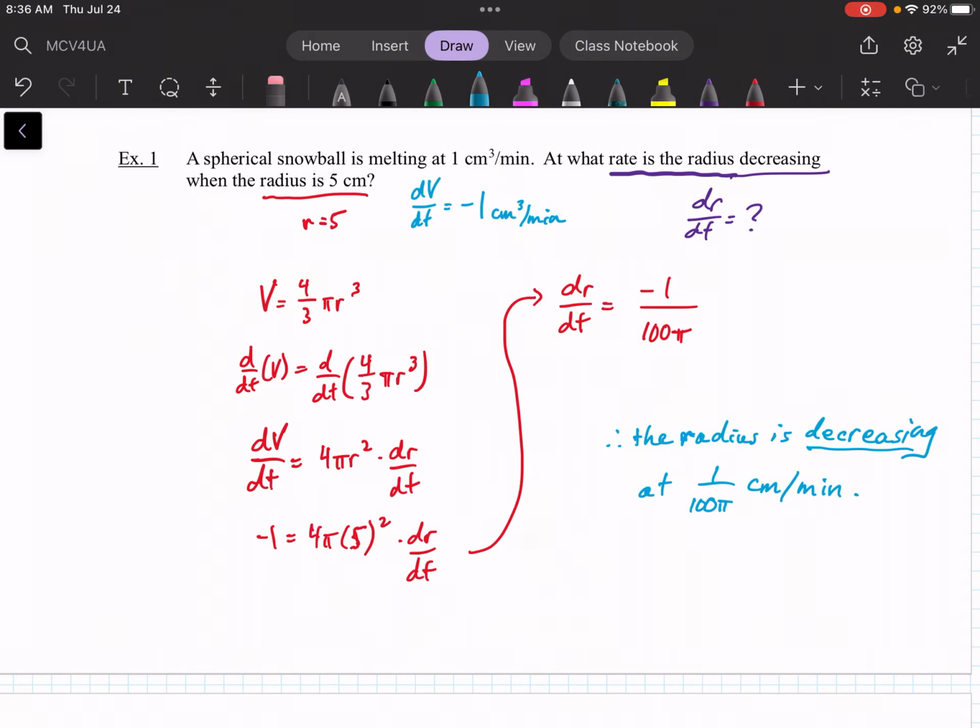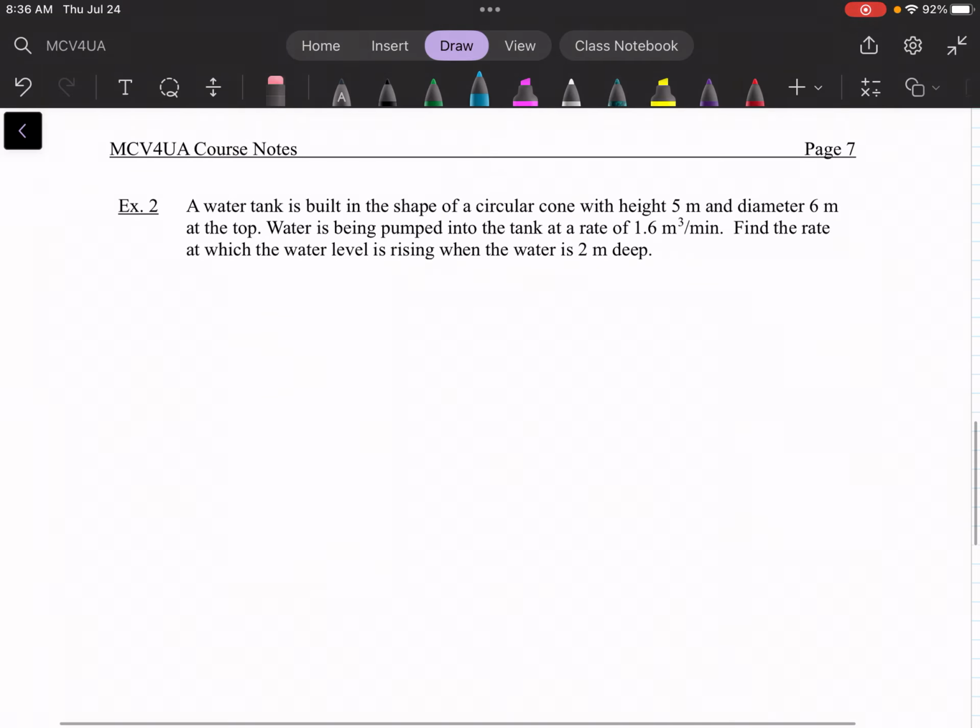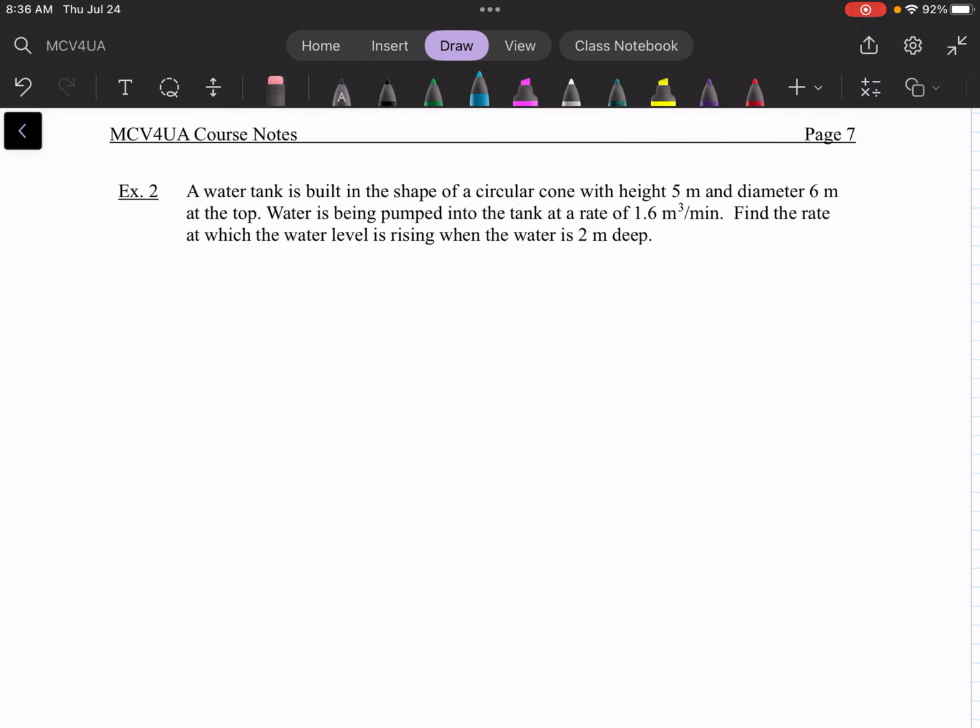Okay, so let's try the next problem here. A water tank is built in the shape of a circular cone with a height of 5 meters and a diameter of 6 meters at the top. So it tells you actually what the cone looks like. Water is being pumped into the tank at a rate of 1.6 meters cubed per minute. Find the rate at which the water level is rising when the water is 2 meters deep.